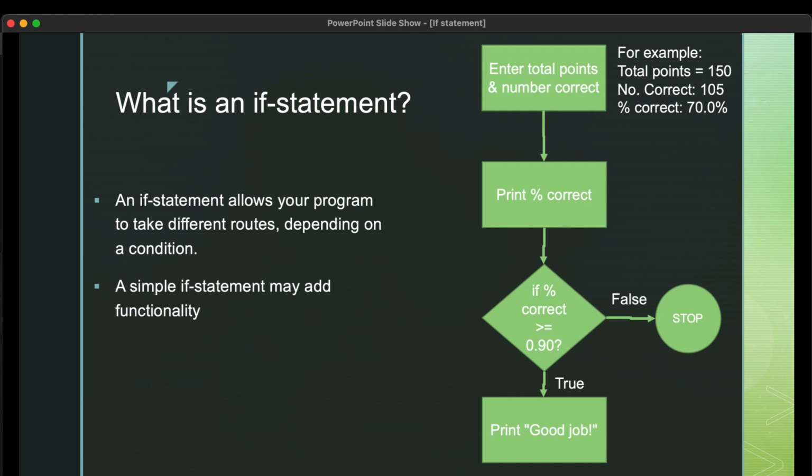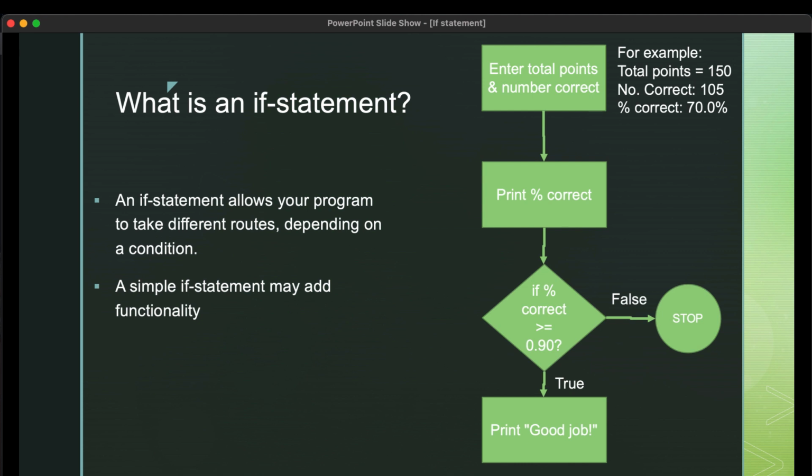Let's take a situation where you're going to enter the total number of points on a test. So the total number of points, let's say, is 150, and let's say there's 105 points that were correct. Therefore, the percentage correct was 70%. And what we want to do is print a message depending on the condition of the situation. Well, since the person got 70%, we probably don't want to say good job.